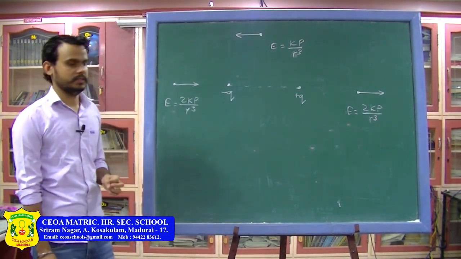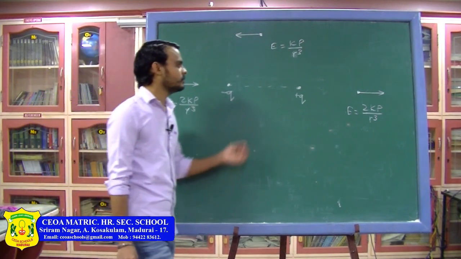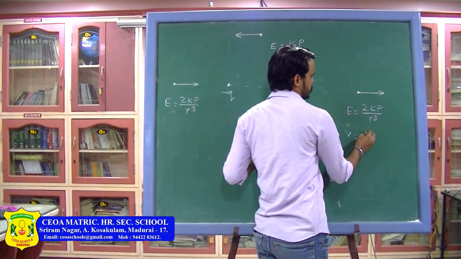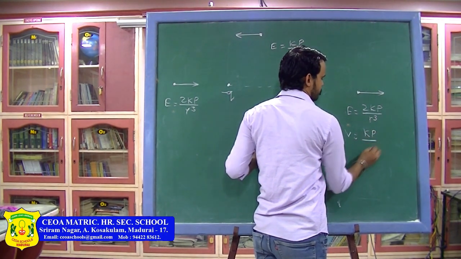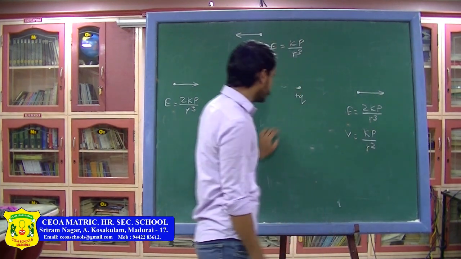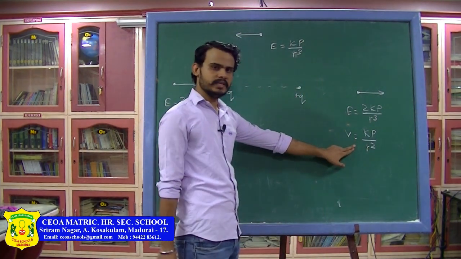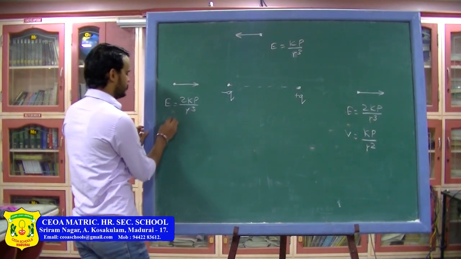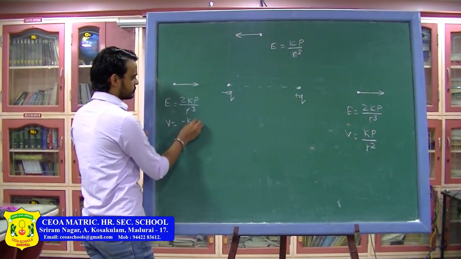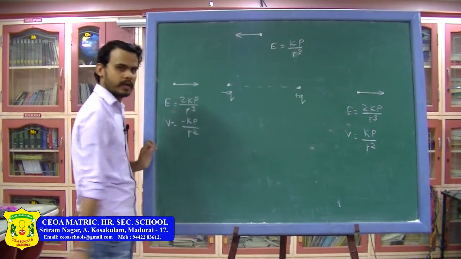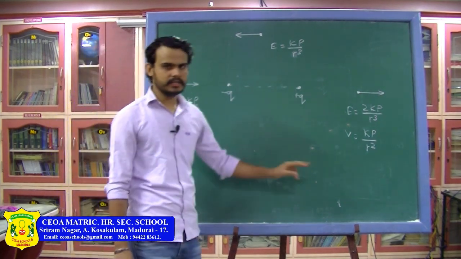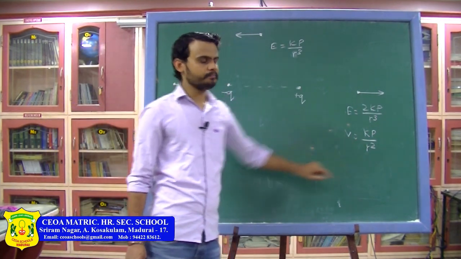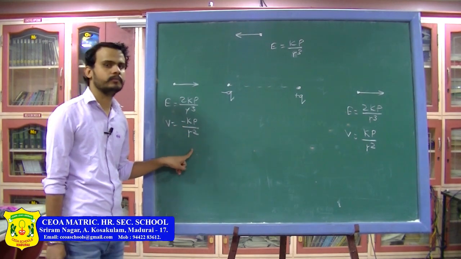Next thing we have done is potential due to a dipole. Potential due to dipole at the axis: here the electric potential will be kp by r square. Here, as the point is close to the positive charge, the sign of the potential will be positive. Here the potential will be minus kp by r square. As you know, potential is a scalar quantity, so sign matters. So, here the potential is kp by r square, here the potential is minus kp by r square.